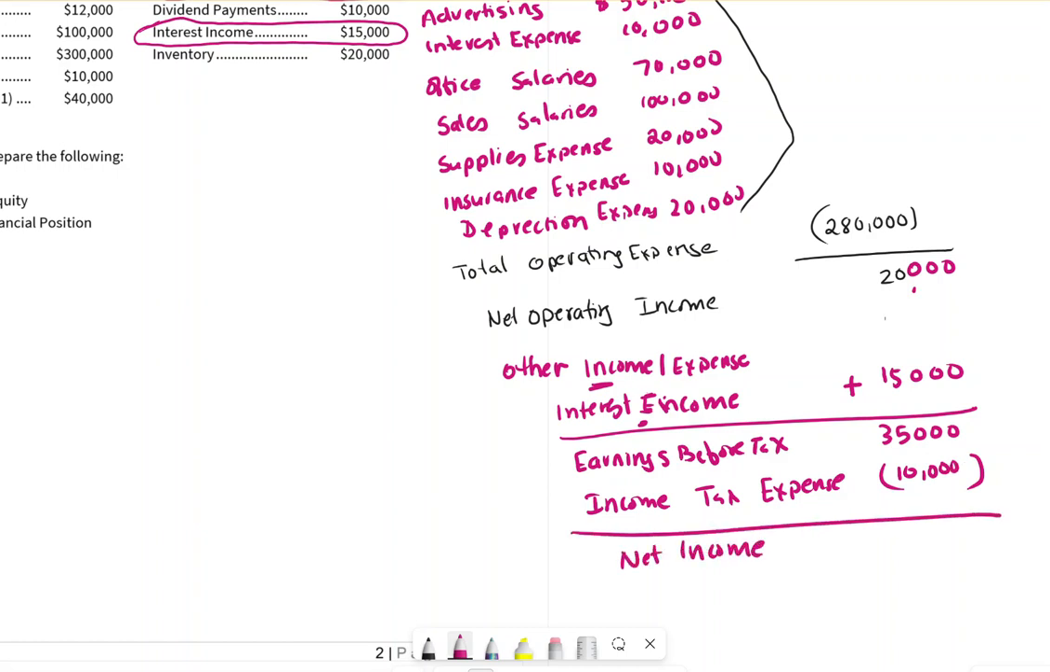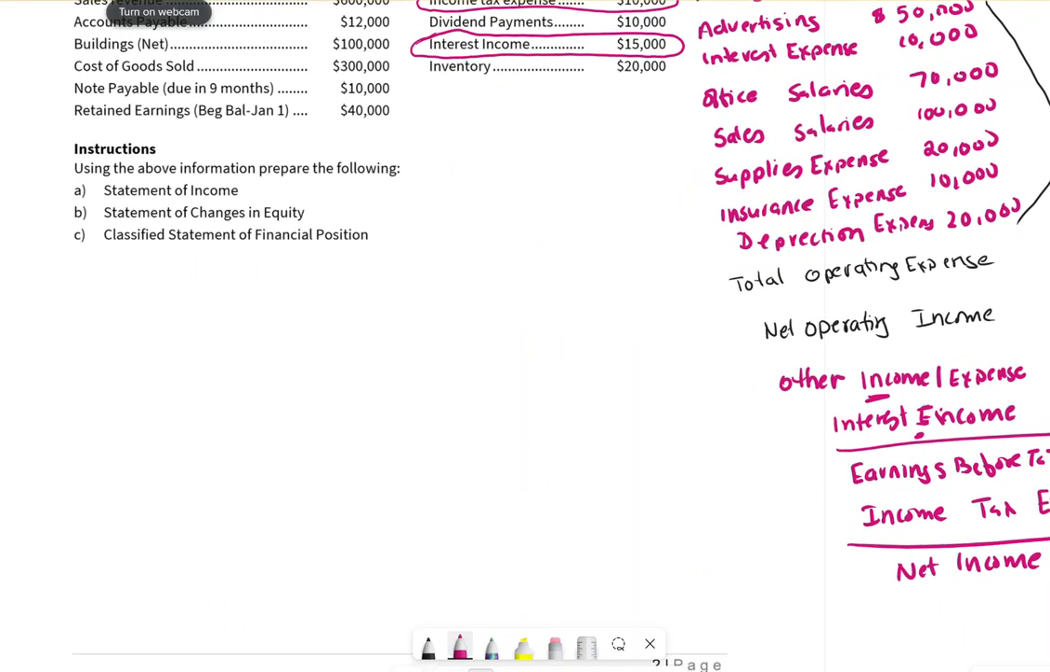This number is very important because we take this number to do my second statement, which is your statement of equity. So net income is part of the statement of equity, which is your retained earnings.